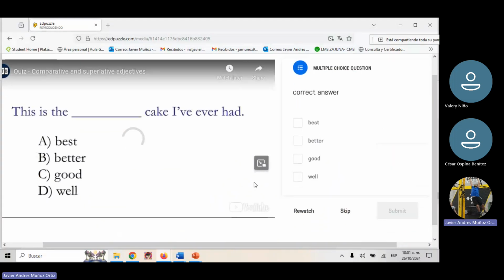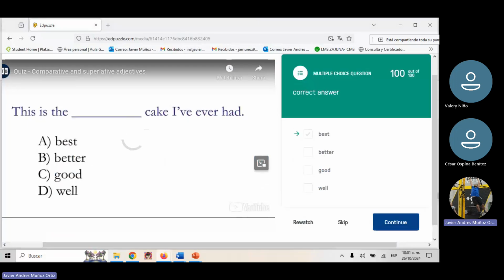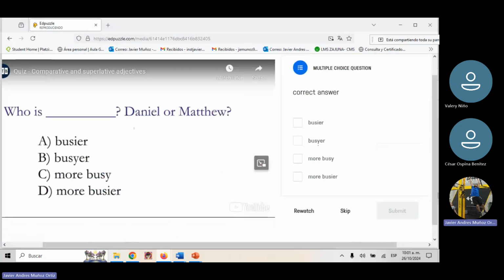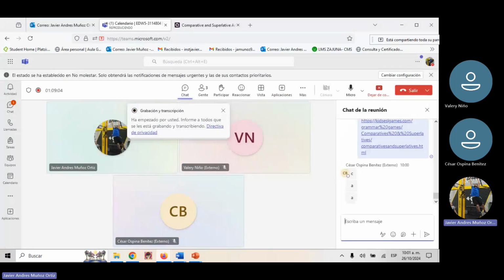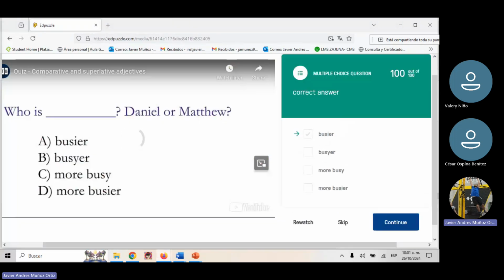This is the cake I have ever had. Best, better, good, well. Option A. We are using a superlative adjective. Perfect. Let's go with the next one. Who is Daniel or Matthew? Busier, busier, more busy, or more busier? Option A. That's absolutely right. Good.